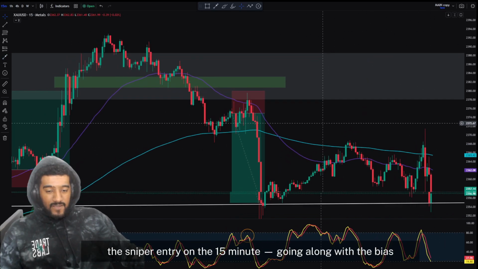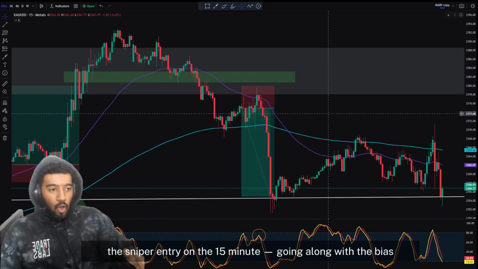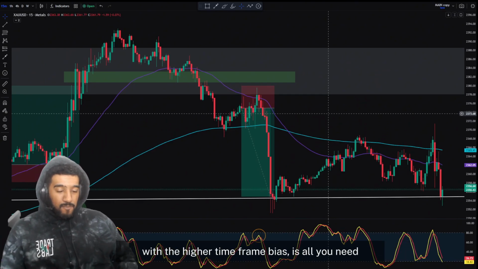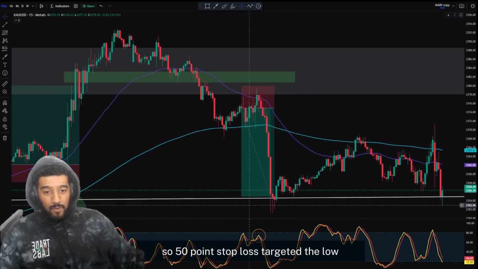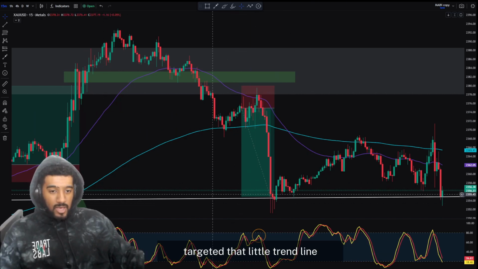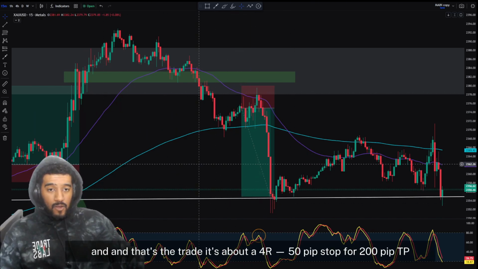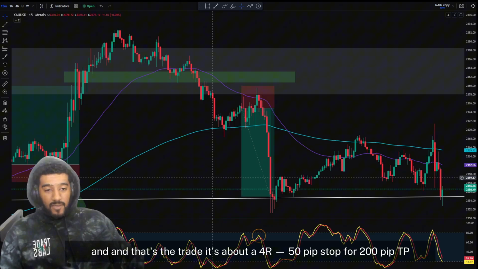And again, that sniper entry on the 15 minute going along with the higher time frame bias is all you need. So 50-point stop loss, targeted the low, targeted that little trend line, and that's the trade. It's about a 4R, 50 pip stop for a 200 pip TP, and that's all there is to it.